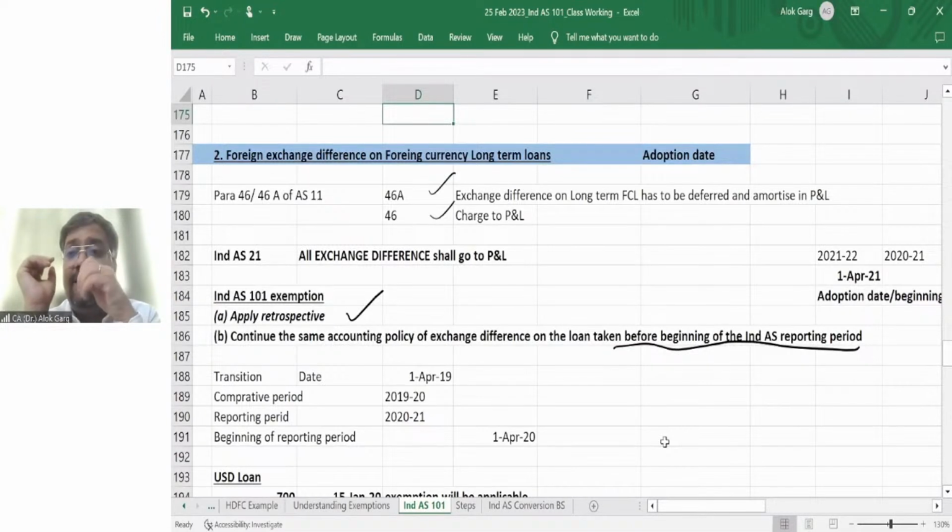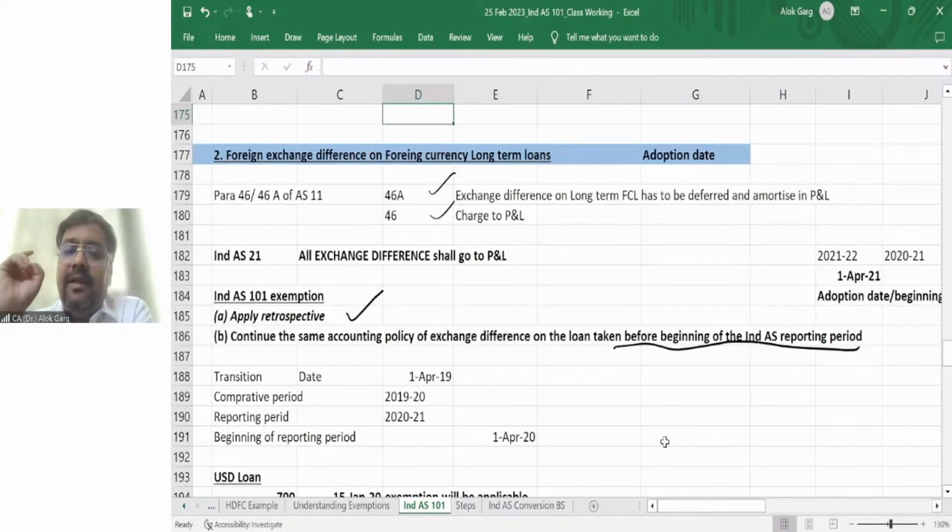But Ind AS 21 is similar to para 46 of AS 11. It says that you have to take all the exchange difference to P&L, right? So for example, if I am applying 46A in IGAP and I have taken this loan 10 years ago, I need to apply the Ind AS 21 accounting retrospectively, and every year I need to check what I would have taken to the P&L had I applied Ind AS 21 retrospectively, and the total impact I should take to the retained earnings on the transition date, right?